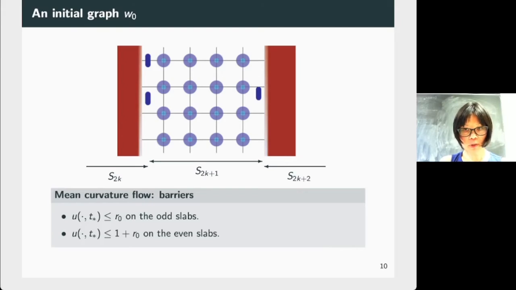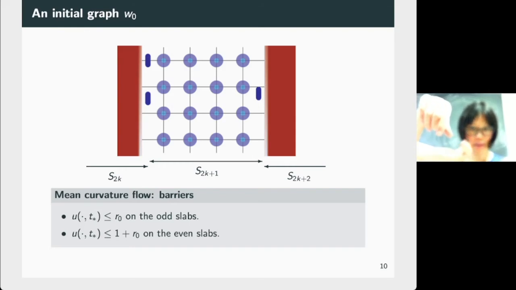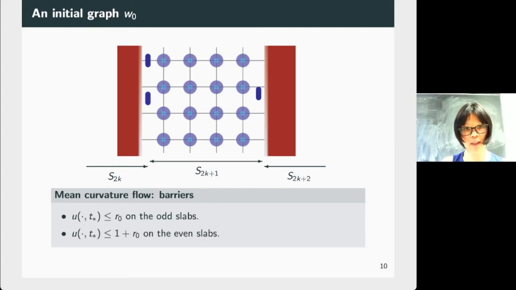So the mean curvature flow, we use them as barriers. U at t star is less than or equal to R0 on the odd slab. That's just the second argument I gave you with the donuts that were vertical. So the height here was R0, and it can't get past R0, at least not before t star. And it's going to be 1 plus R0 on the even slab.